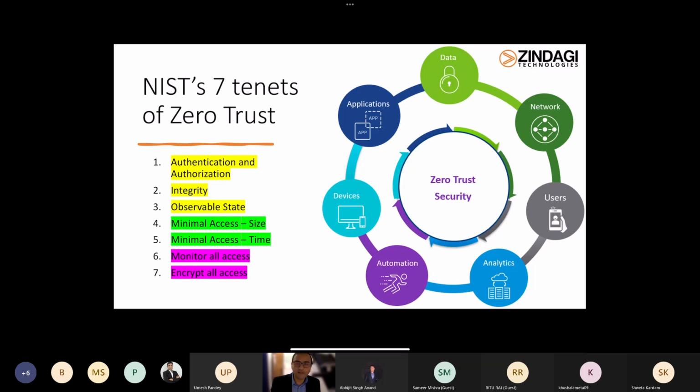Now, there are 7 tenets of this framework, right? So let's talk about these tenets briefly.